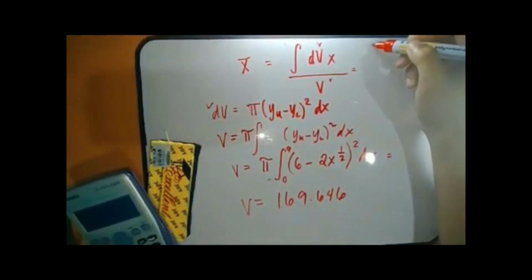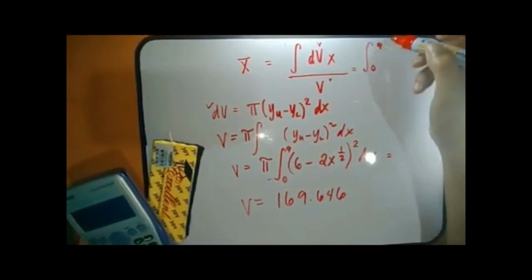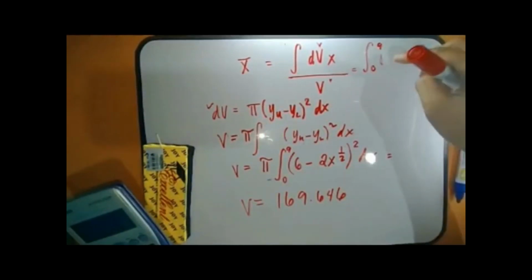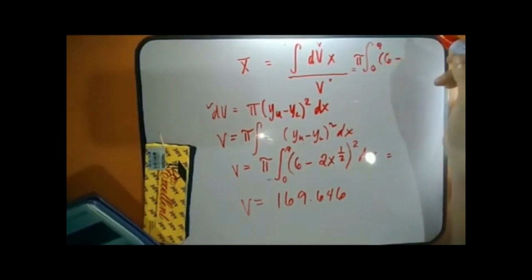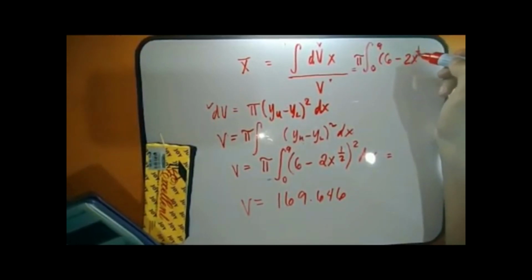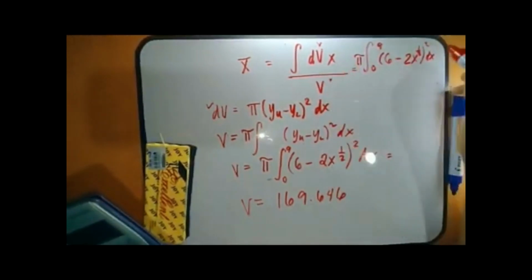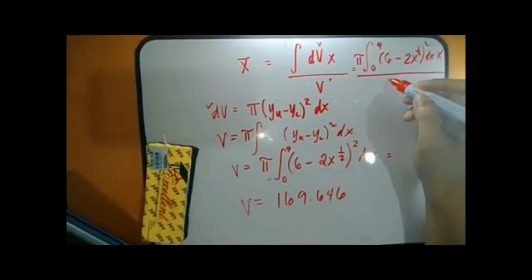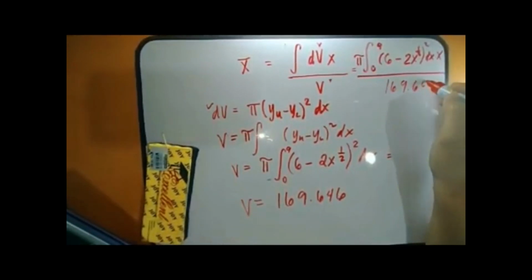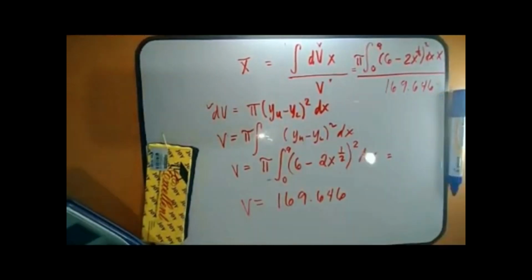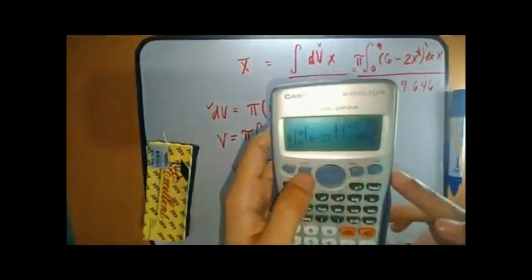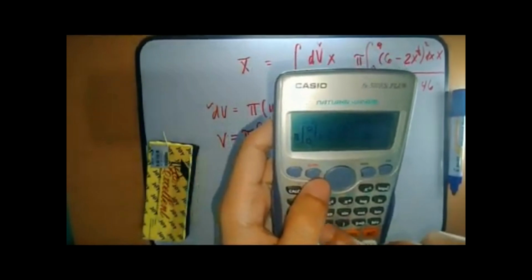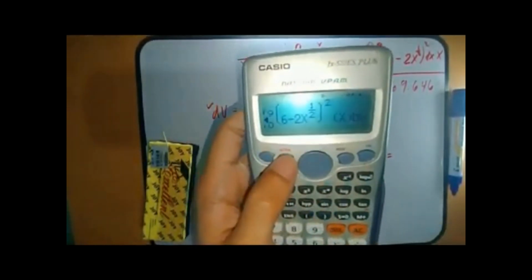So, this is equal to, you have the integral of, so limit 0 to 9. So, dv is this. So, pi, yung pi ilabas na natin. So, this will be pi times, you have here 6 minus, you have 2x raised to 1/2. So, this is squared. So, dx, then times tong x. So, all over volume, which is 169.646. So, automatic, masolve natin yung x bar. So, x bar will be, so input, calcu na lang. You have here times. So, dagdagan lang natin yung differential volume ng times x. So, multiply tayo ng x. Then, equals ulit.